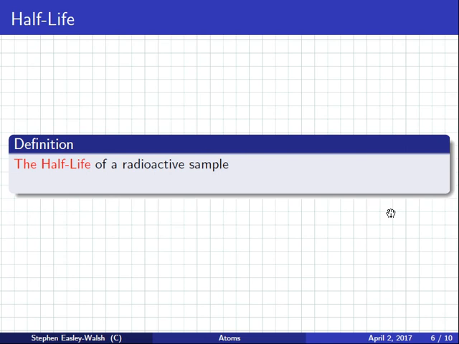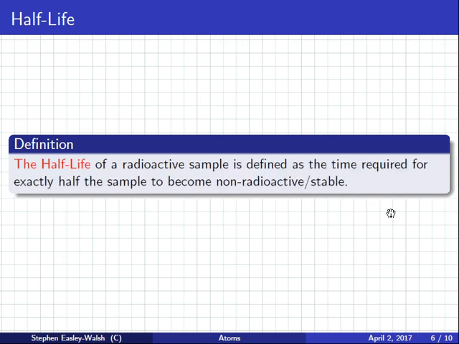And what we mean by half-life, well, maybe somebody wants to try and give me the definition. Half-life. Thank you, Monica. Yeah, go on. It doesn't have to be the mass. It could be the time required for the activity to halve, or the time required for the number of atoms to halve. So the half-life of a sample is defined as the time required for exactly half the sample to become non-radioactive or stable. In other words, for half the radioactive material to be lost.